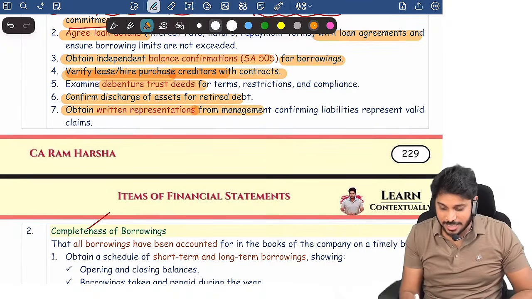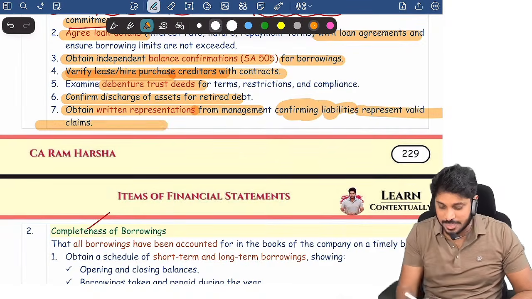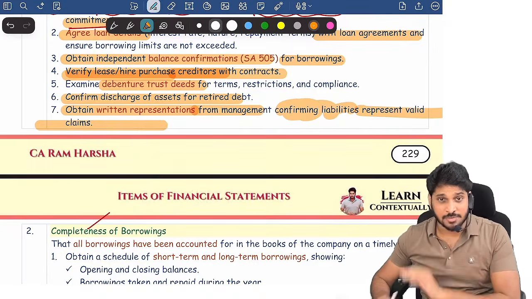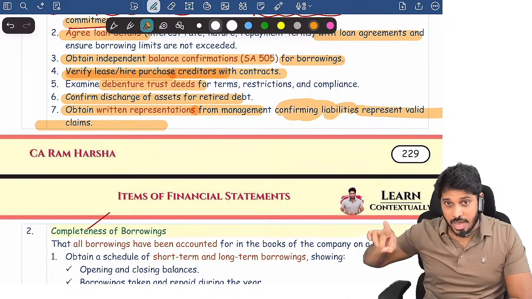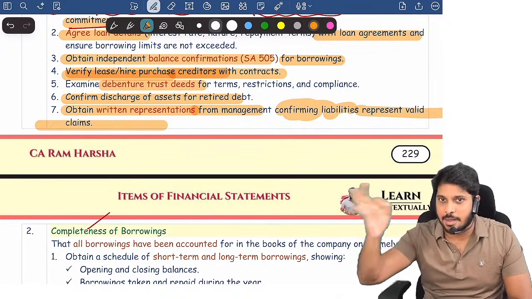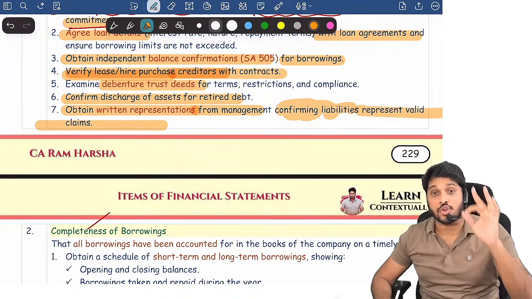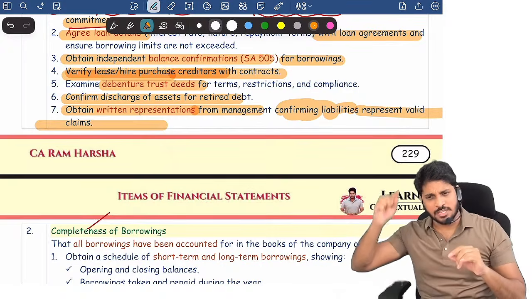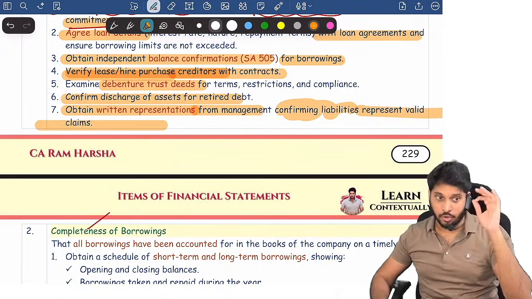And get a representation from management confirming liabilities represent valid claims. I will ask for a representation from the company that all the borrowings they accounted are really a liability against the company. These are the points I will focus on. To check whether the borrowing is really existing or not, I will focus on these points.